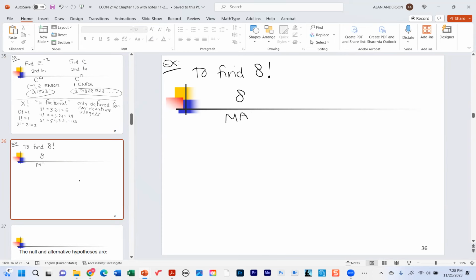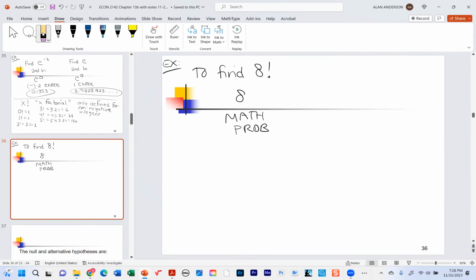Eight. Now, you may not have ever seen this button there before. It's called math. And then you find the submenu prob. And then you scroll down to number 4. Oh, that's right. That's the factorial operator. Then you'll hit enter twice. Right, let's do that. And you should get 40,320.